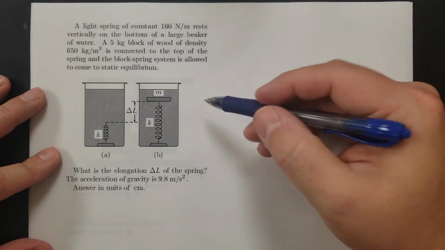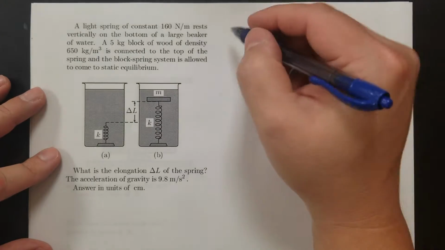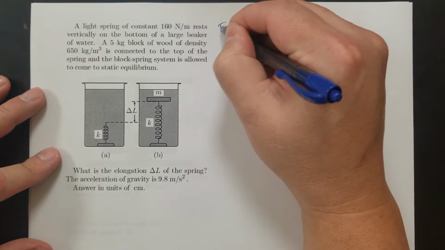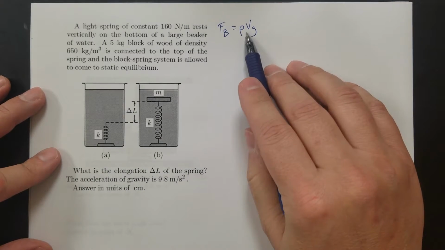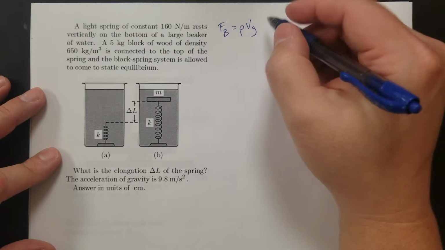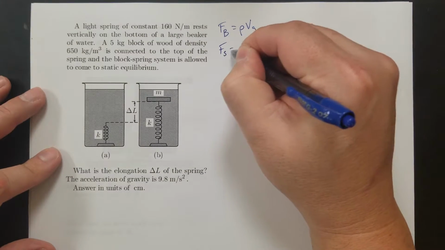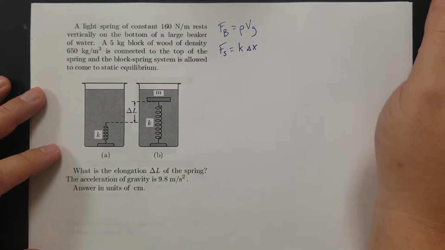So really, we're just trying to figure out the buoyant force. If we could get the buoyant force, we could solve. Okay, so let's write what we know. I know the buoyant force is rho V g, the density of the water times the volume displaced, times g. And I know the spring force is the spring constant times the stretch of the spring.